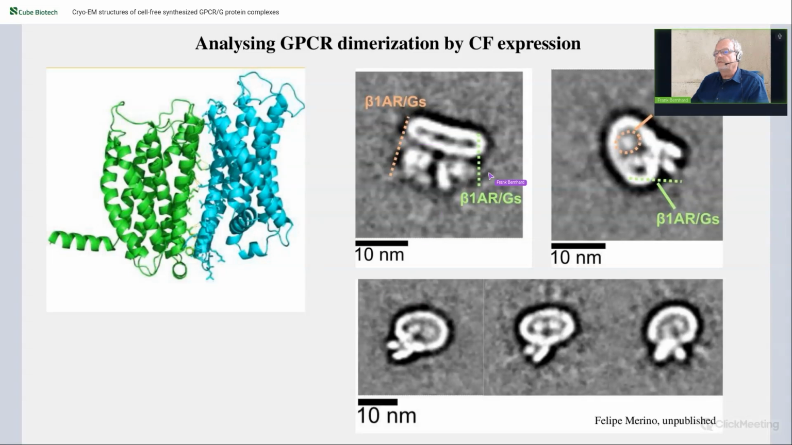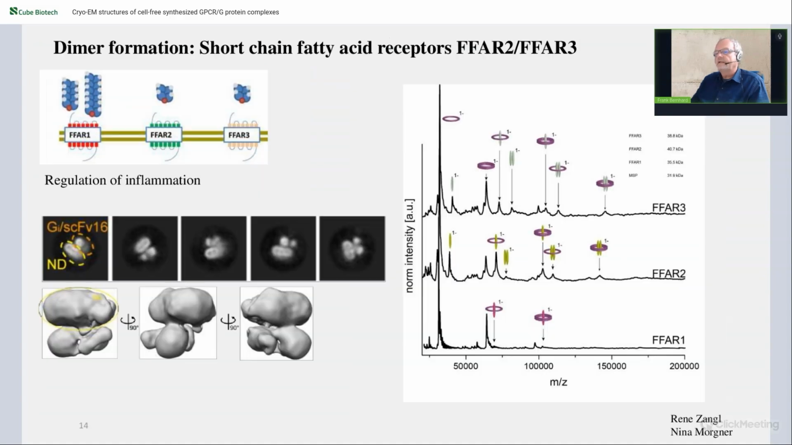We could already observe dimers here in our single particle analysis. Here are also beta-1 adrenergic receptors. So we have 2 GPCRs in one nanodisc, obviously also coupled to two G protein complexes. Certainly, this does not say that they are dimers. It could be that just occasionally we have 2 insertions in the same nanodisc.